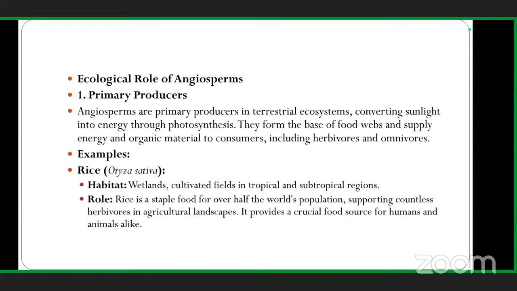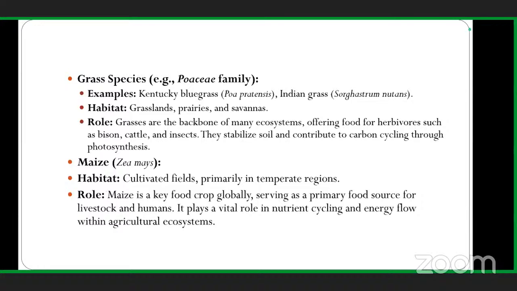So, ecological roles. Of course, they are the primary producers. They give us food. They can produce their own food. An example is rice, Oryza sativa, which we use. We eat rice, right? So rice is an example of an angiosperm. Next is grass species, Poaceae family, like grasslands. These also produce food for several organisms. Next is maize. We also use maize in our day-to-day food. So these are examples of angiosperms.